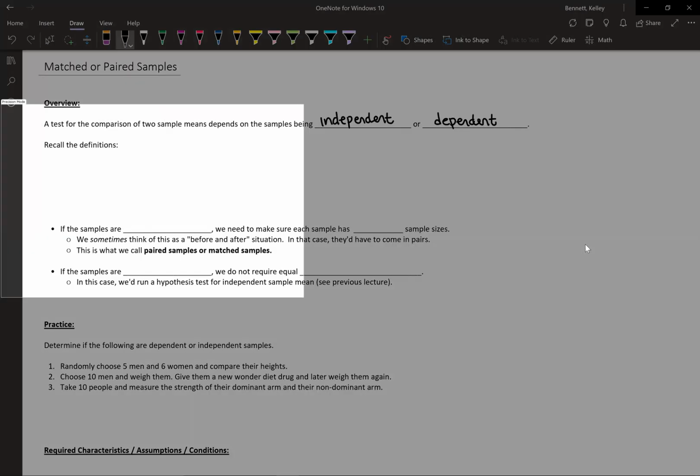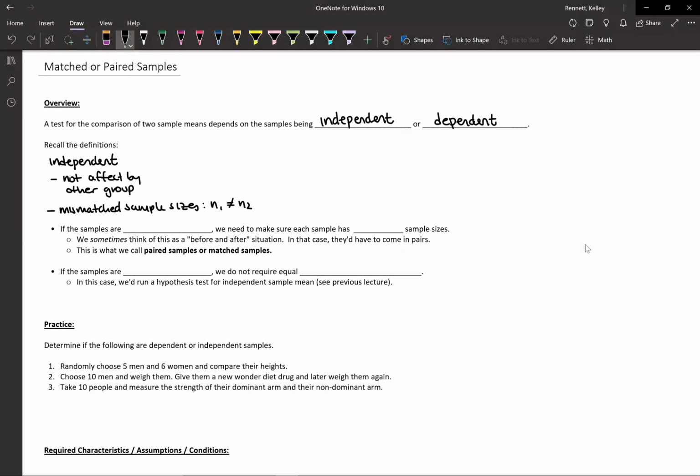So when we did independent, the two samples weren't affected by each other. And then we also said we could have mismatched sample sizes, meaning you could have something like N1 not equal to N2. That was fine because they were independent samples, and so I didn't need to have them pair up perfectly.